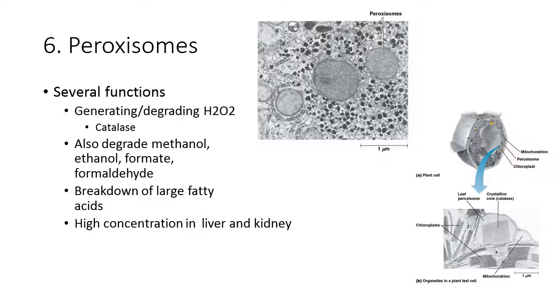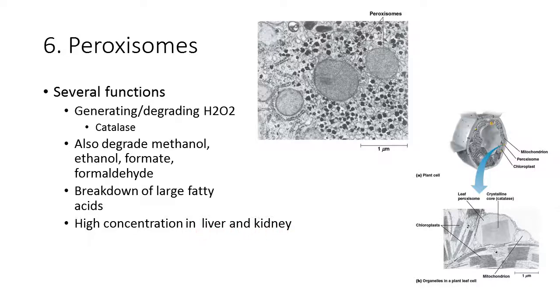It can also break down large fatty acids. This is before the mitochondria can do it. So the really big ones your mitochondria can't break down. The peroxisome will break them down into smaller pieces, and then your mitochondria can handle the rest. There's a very high concentration of peroxisomes in your liver and kidney.